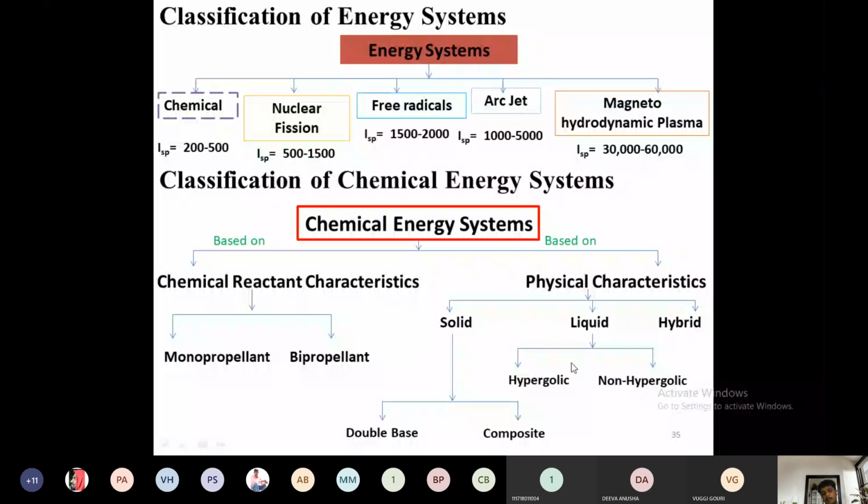Then chemical energy systems. Energy systems are classified into 5 types. The first is the chemical energy system. The second is the nuclear energy system or nuclear fission system. Third is the free radical system, fourth is the arc jet system, and the fifth is the magnetohydrodynamic plasma system. Among these, nuclear, free radical, arc jet and magnetohydrodynamic plasma are underdeveloped and still in the developmental stage, whereas chemical energy systems are somewhat more advanced compared to these energy systems.